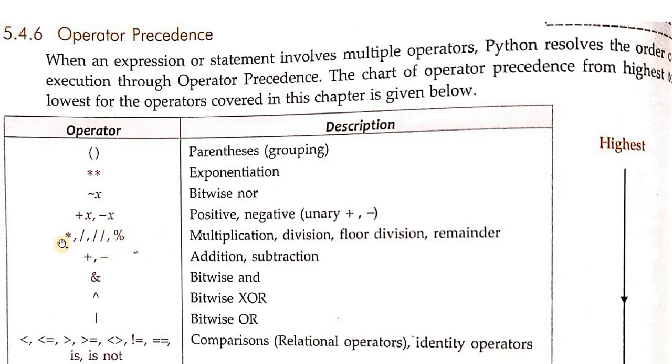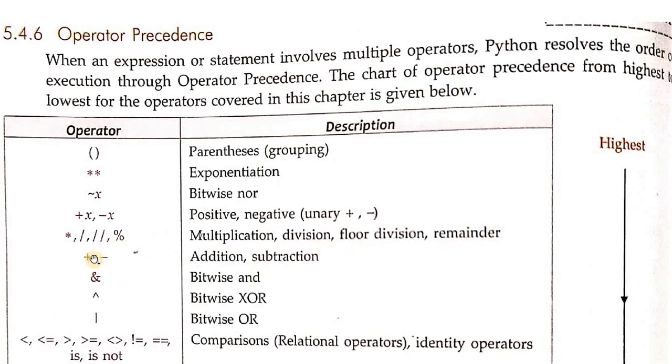If all four arithmetic operators have the same level of priority, then whichever appears leftmost will be evaluated first, then the next one to the right, and so on, so the order of evaluation is from left to right. The operator that appears on the left executes first, and then the next operator is evaluated. This is the meaning of same level of priority: multiplication, division, floor division, and remainder.